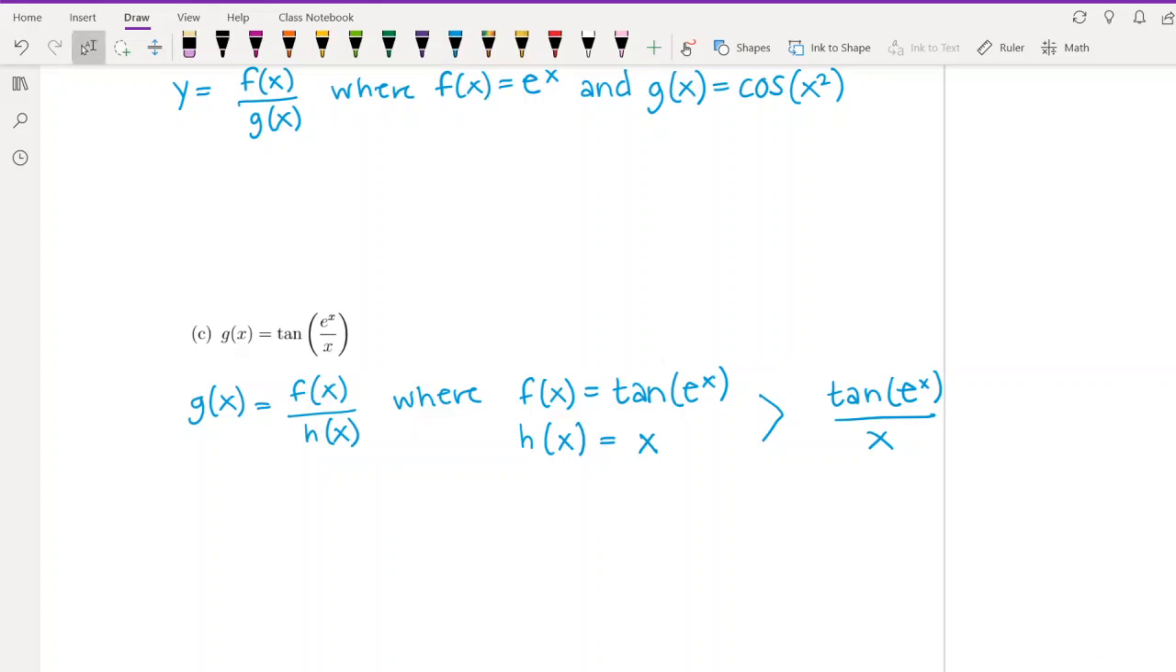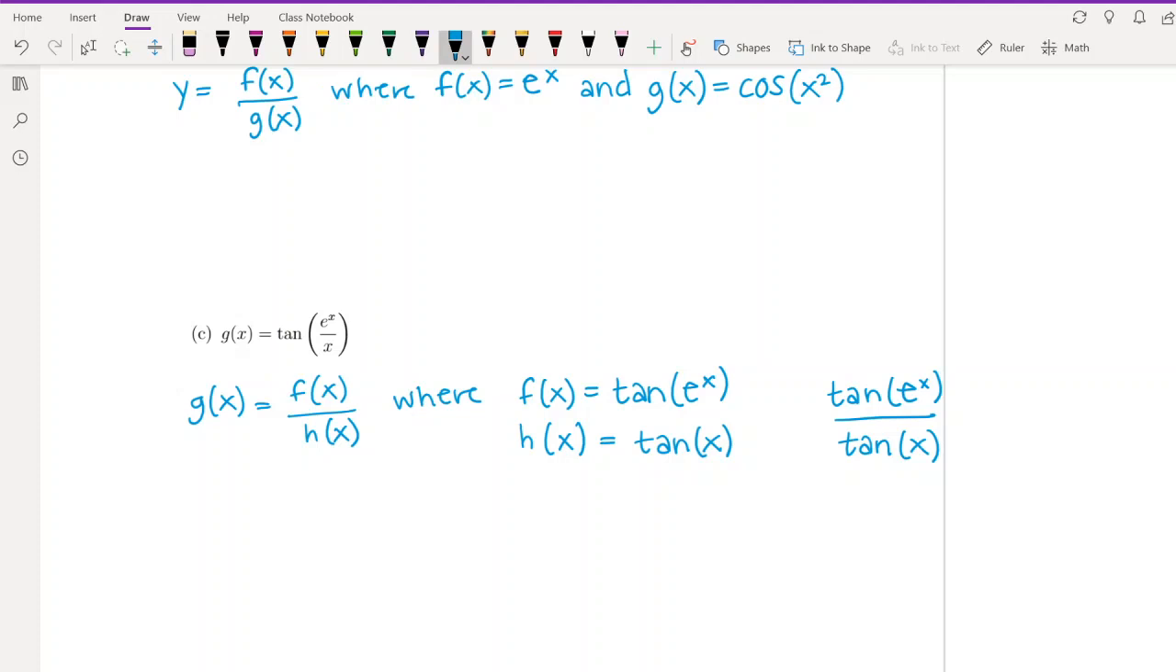And so, maybe again, you would guess something like, okay, let's try tangent of x. But again, that wouldn't give you the right function. That would give you tangent of e to the x over tangent of x. So you cannot write this as a quotient of two functions. I suppose you could write it as sine of e to the x over cosine of e to the x over x, but that wouldn't really help you.